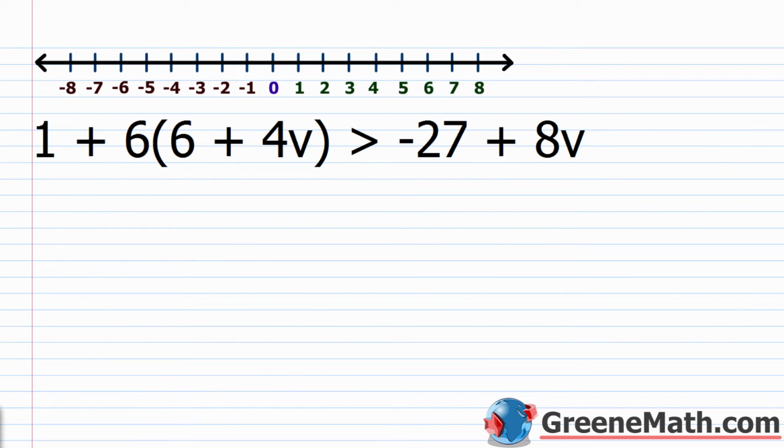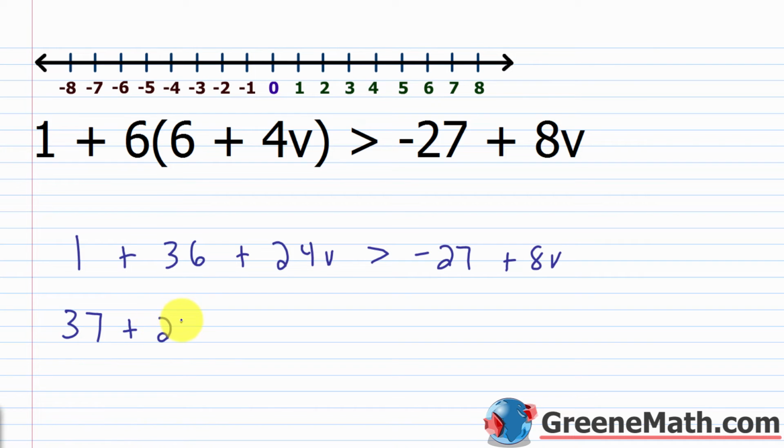All right, so let's roll through these now. So I have 1 plus 6 times the quantity 6 plus 4v, and this is greater than negative 27 plus 8v. All right, so let's simplify each side now. So we have 1 plus 6 times 6 is 36, plus 6 times 4v is 24v, and this is greater than negative 27 plus 8v. So 1 plus 36 is 37, plus 24v is greater than negative 27 plus 8v.